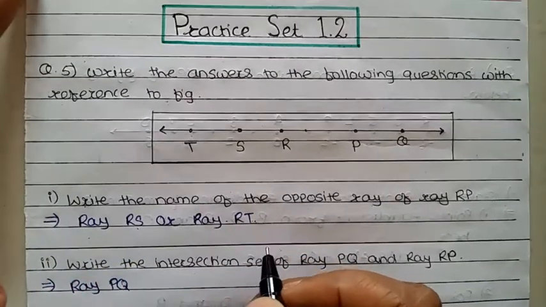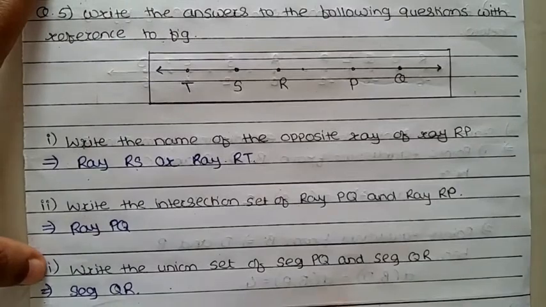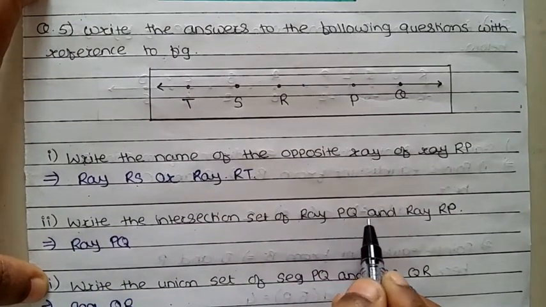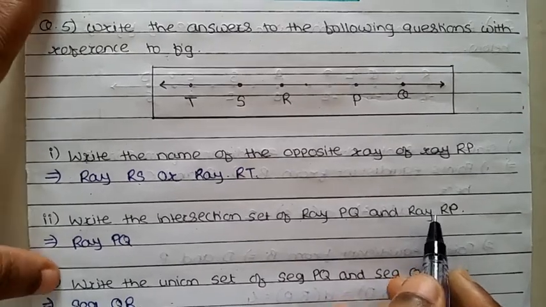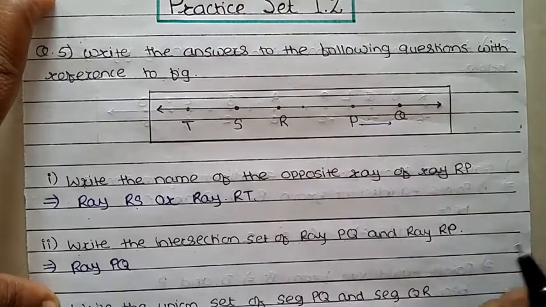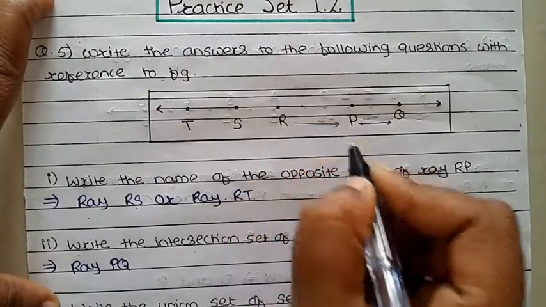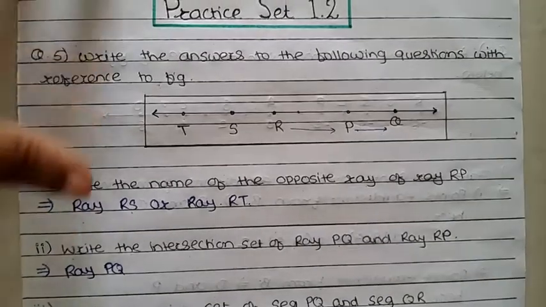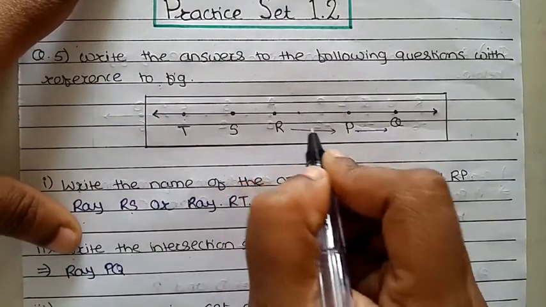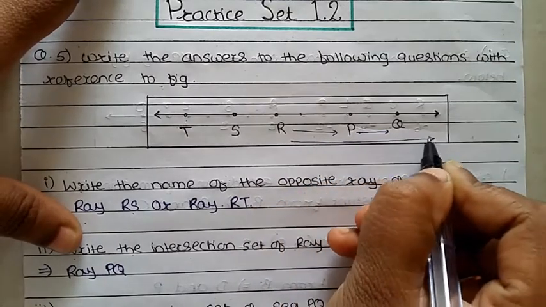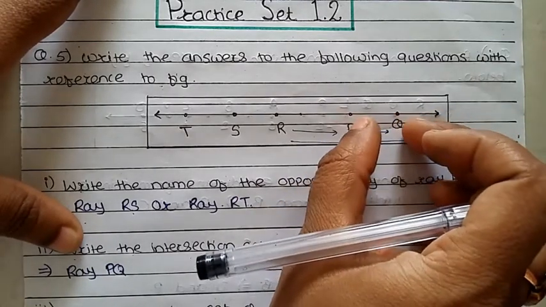Now next, write the intersection set of ray PQ and ray RP. Intersection of PQ and RP. Listen, when we call it ray RP, it covers all the points, that means it goes to infinity. That means it covers PQ also.